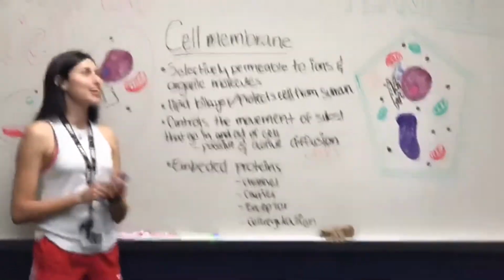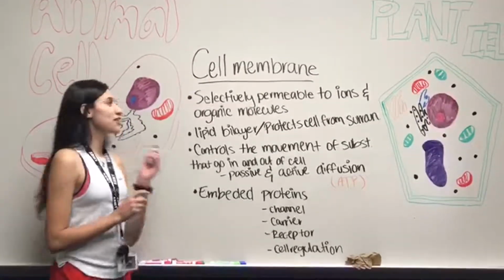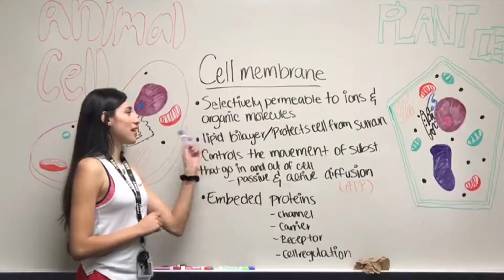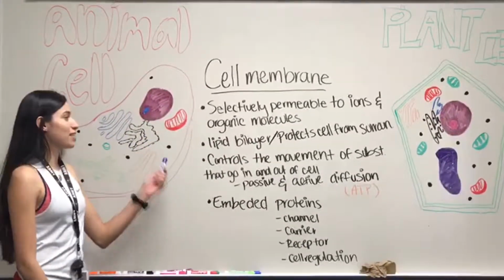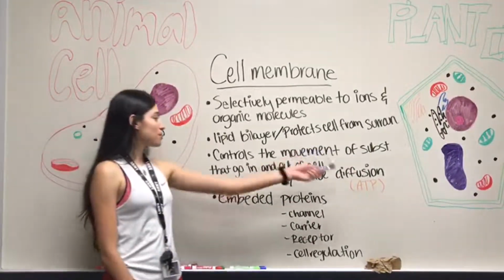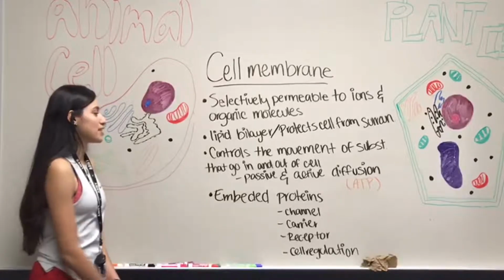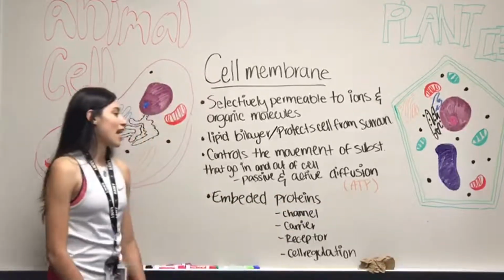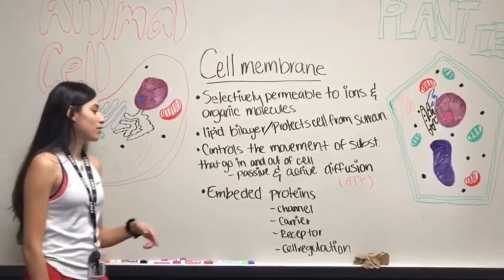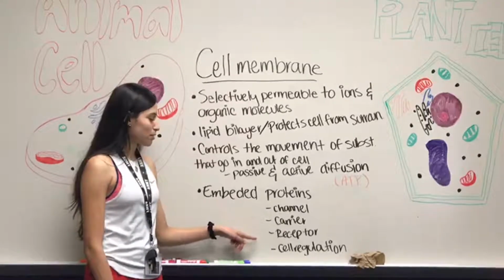Hi, my name is Kendra, and I'll be talking about the cell membrane. So the cell membrane is a selectively permeable membrane to ions and organic molecules. It is a lipid bilayer, and it protects cells from their surroundings. It also controls the movement of substances that go in and out of the cell. It does this by passive and active diffusion. Active diffusion uses ATP.